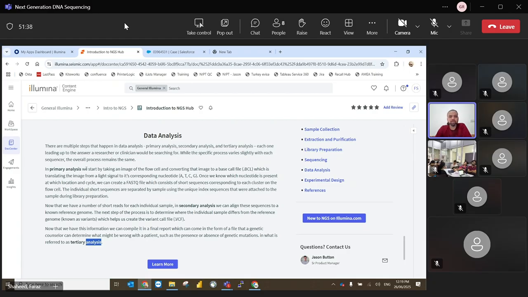So first, converting the image into the base call is your primary analysis, okay, and then getting the sample FASTQ files is also your primary analysis. Then aligning these FASTQ files to get the VCF file is your secondary analysis. Then annotation of the VCF file to get the clinical significance is your tertiary analysis.